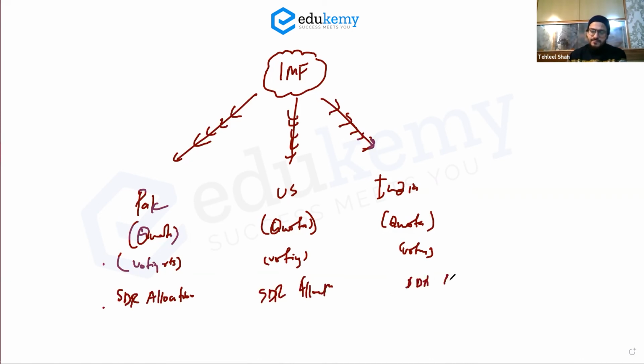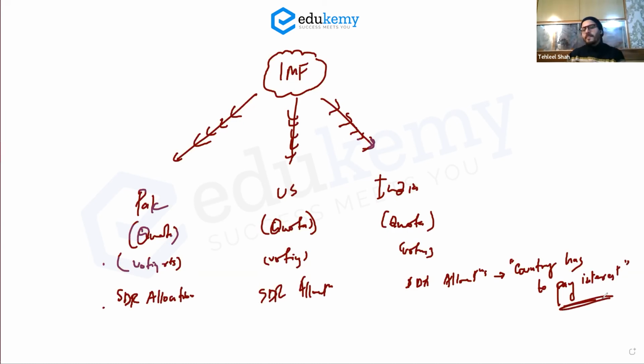Whenever SDR is being allocated to a country, that country has to pay interest to the IMF on that allocation. SDR allocation के ऊपर country has to pay interest to IMF. Based on what has been allocated to you, you'll have to pay interest. कि मुझे इतना allocate हुआ, मैं interest दे रहा हूँ. Okay? That is why SDR is also known as an interest bearing unit of IMF.